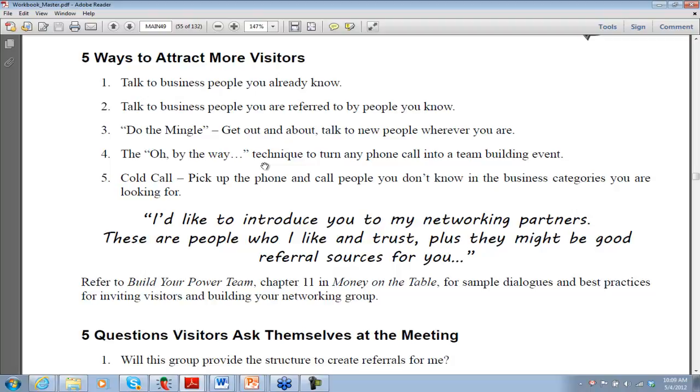Okay? Let me give you a real exciting insight into how this works. I'm going to guarantee you that if you use the oh, by the way technique 3 times a day, 5 days a week, you're going to bring more visitors than you could ever imagine. If you know the categories you're looking for and you use the oh, by the way technique a few times a day, you're going to dramatically increase the number of visitors that you're bringing to the chapter.